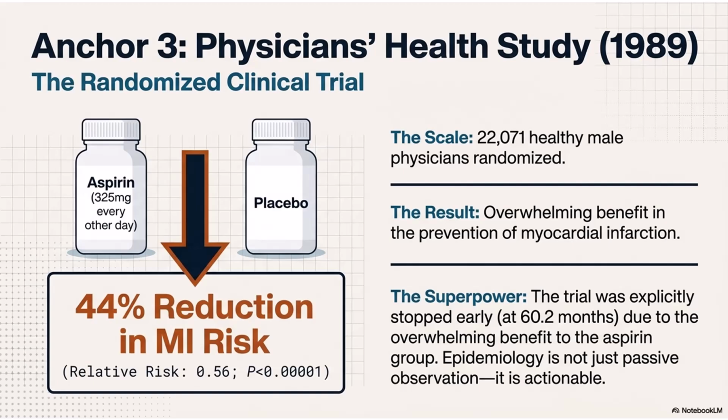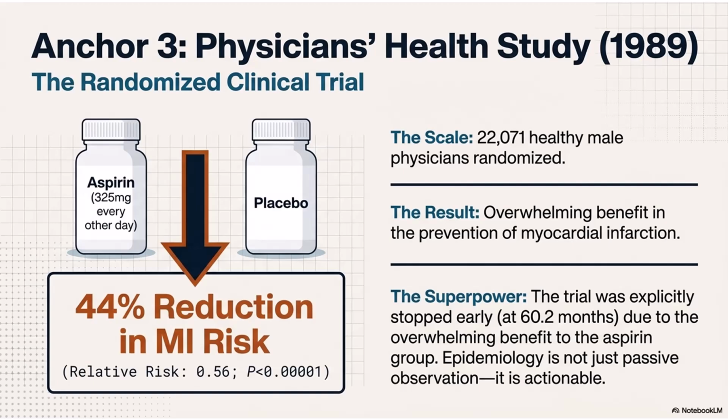Randomization is one of the most important inventions in medical evidence because it helps balance known and unknown confounders between groups. In an observational study, people who take aspirin may differ systematically from people who do not take aspirin in many ways. They may, for example, be healthier, wealthier, more health conscious, more likely to see doctors, or more likely to have other preventive behaviors.